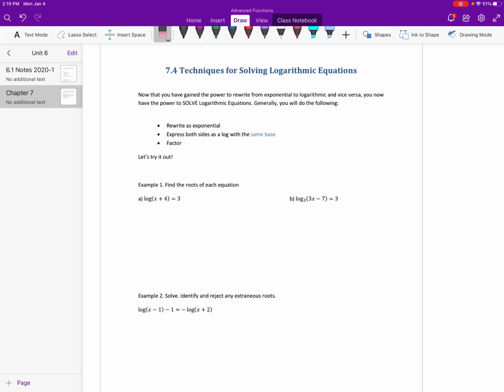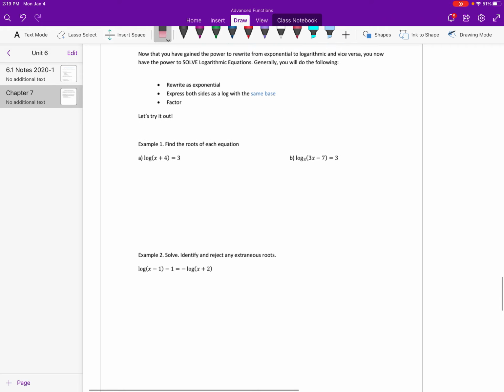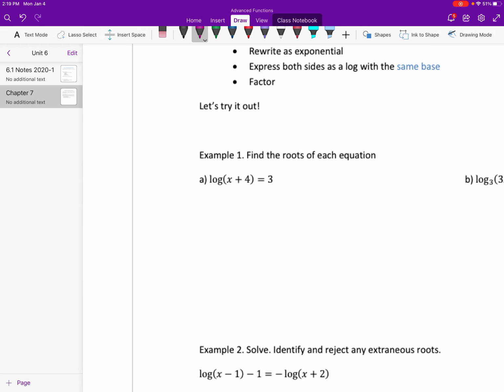So let's try this out. We're going to find the roots of each equation here. So roots just means the solutions, okay? Notice again here on this question, we don't have a base, so we assume it's a common logarithm of 10. So our method for this one is to rewrite in exponential form. So written in exponential form, we have 10 to the power 3 equals x plus 4.